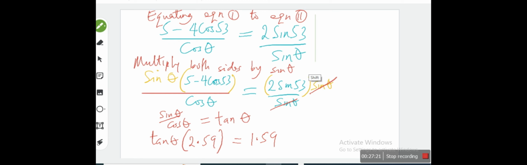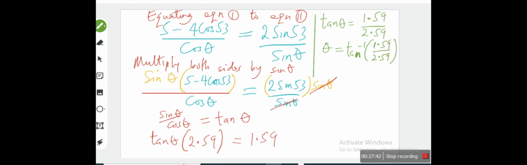So can we quickly get theta? That means tan theta will be 1.59 over 2.59, right? So theta will be tan inverse of that. Tan theta is 1.59 over 2.59, so theta is tan inverse of that.